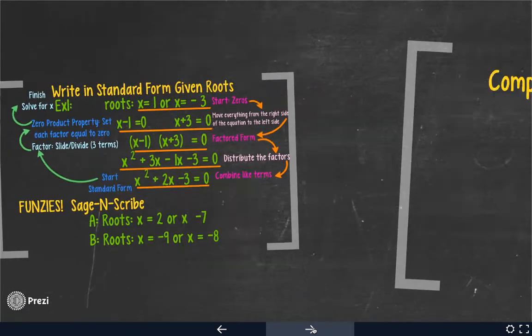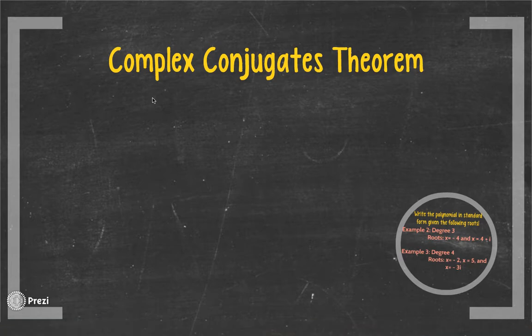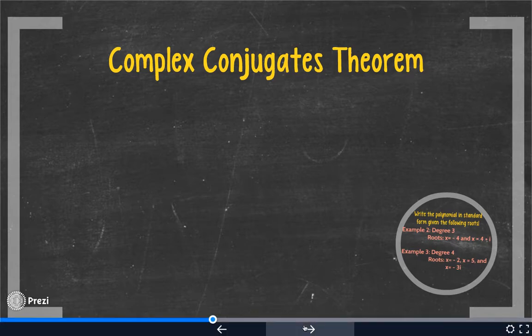Now, before we talk about how to write in standard form given complex roots, the word complex means imaginary roots, and a complex number is in the form a plus bi. So the a is kind of the real number part, and the bi is the imaginary part. So complex roots, you guys, kind of combine real parts and imaginary parts, but they are ultimately imaginary numbers.